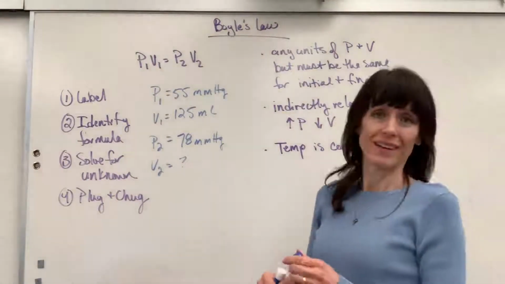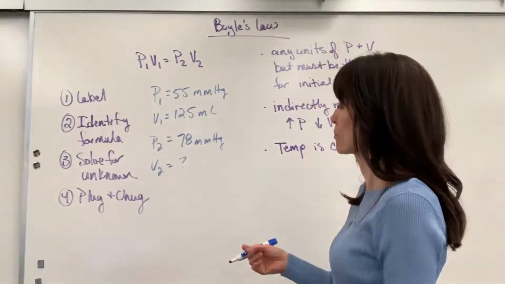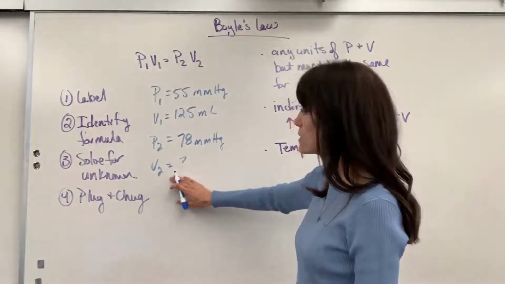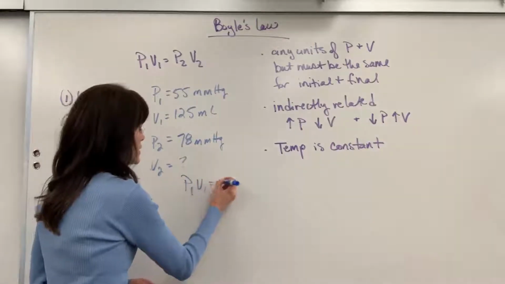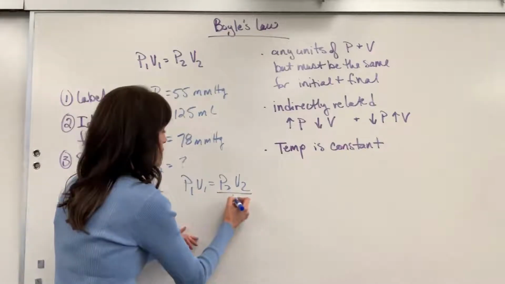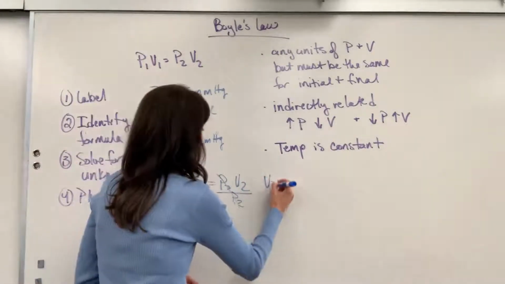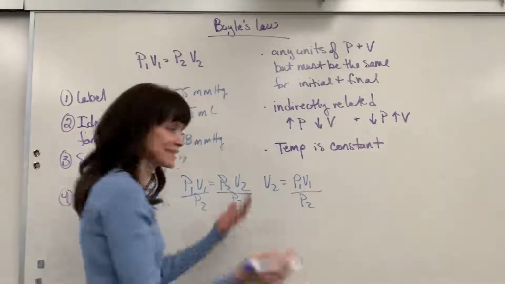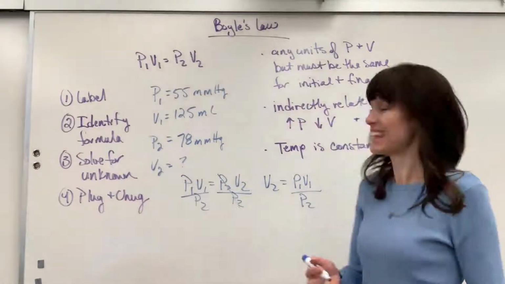Okay, so I see initial conditions for pressure and volume, final conditions for pressure and volume. That means that we're going to use this formula. Now I want to solve for V2. So let's do that together. P1V1 equals P2V2. I want to get V2 by itself, so we just divide both sides by P2. P2 cancels out, and we'll get V2 equals P1V1 divided by P2. Nice. So we've solved for V2. Now we can just plug everything in.